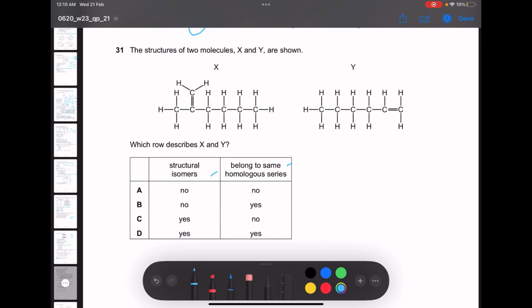In X there are 1, 2, 3, 4, 5, 6, 7. We have 7 carbons, and in Y we have 1, 2, 3, 4, 5, 6. We have 6 carbons. When the number of carbon atoms is not the same, the molecular mass is automatically not going to be the same. So molecular mass is not the same, so they are not structural isomers. It's between A and B. Do they belong to the same homologous series? Yes, they do, because there is a double bond between carbon and carbon. So it's alkene. So it's B.